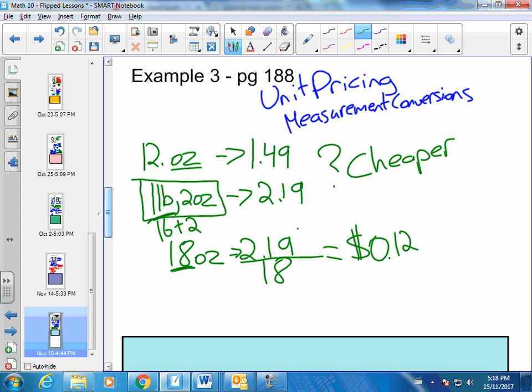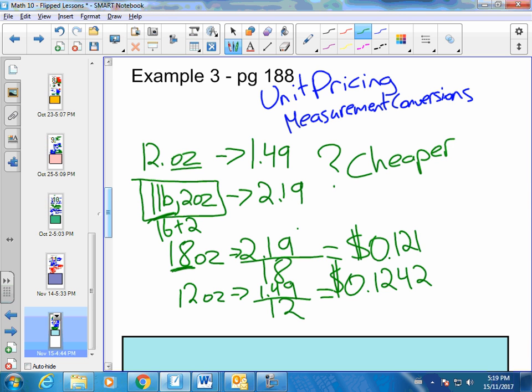We also have to do the other one. So now we've got 12 ounces at $1.49. So I'm going to divide this by 12, and I get an answer of 0.1242. I should be clear with this one. I actually get a total answer here of 12.17.